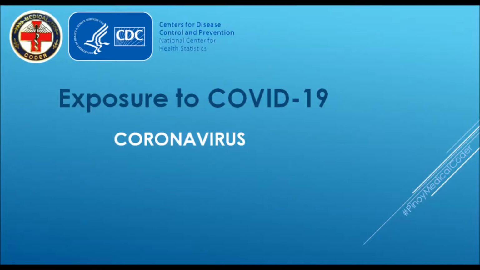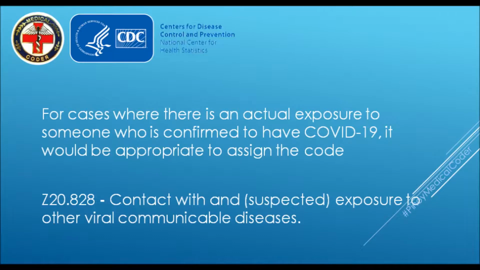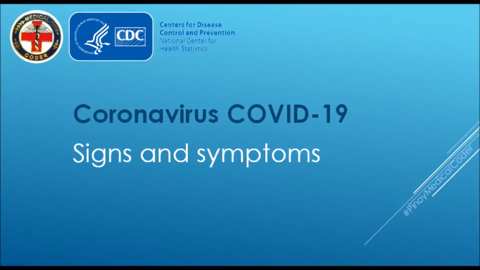Exposure to COVID-19 coronavirus. For cases where there is a concern about a possible exposure to COVID-19, but this is ruled out after evaluation, it would be appropriate to assign the code Z03.818, Encounter for observation for suspected exposure to other biological agents ruled out. For cases where there is an actual exposure to someone who is confirmed to have COVID-19, it would be appropriate to assign the code Z20.828, Contact with and (suspected) exposure to other viral communicable diseases.